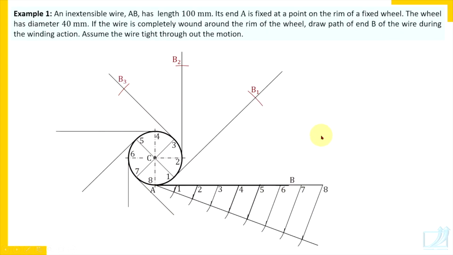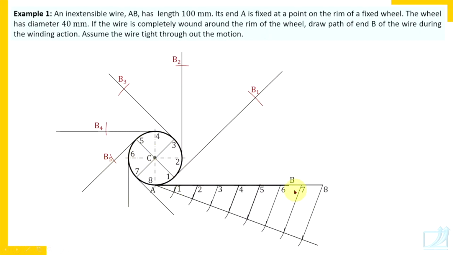Okay. So take distance 4b in compass, and from the fourth point on the circle you cut the fourth tangent, and this point is B4. Now take distance 5b in compass, and on the fifth tangent mark B5. Have you noticed the length of the tangents is decreasing?